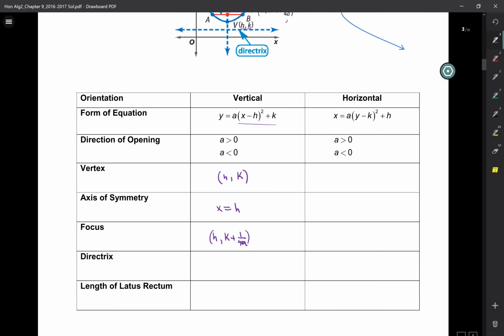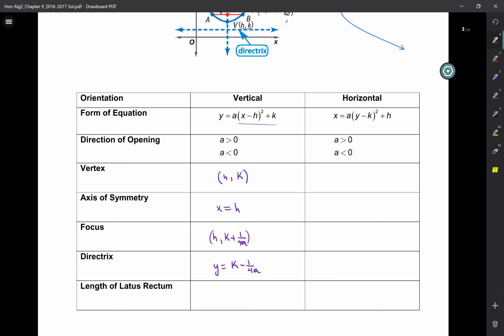Now, the directrix. If you went up for the focus, where are you going to go for the directrix? Down. The directrix is perpendicular to the axis of symmetry. So if the axis of symmetry was x equals h, then this is going to be y equals k minus 1 over 4a. All right. And I'll talk about the latus rectum in a minute.